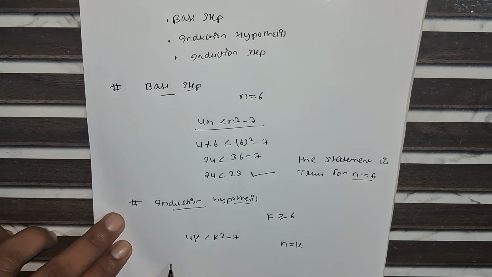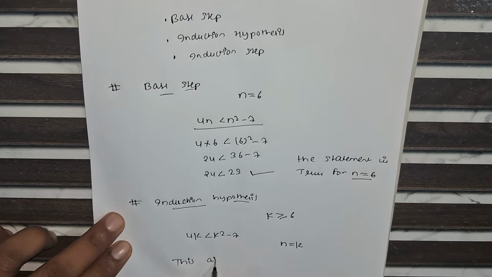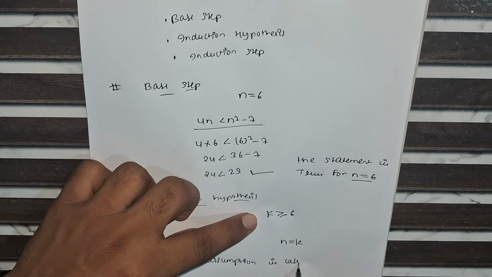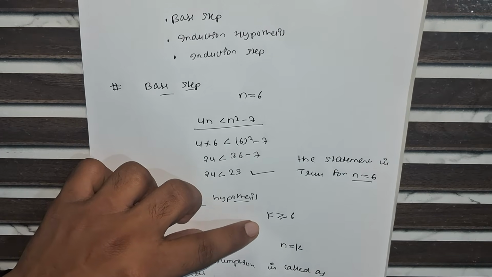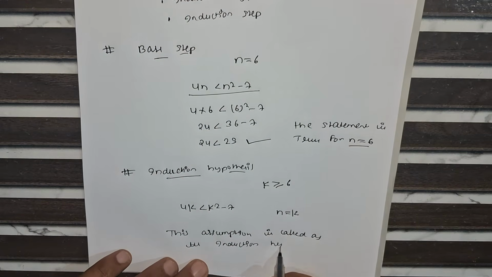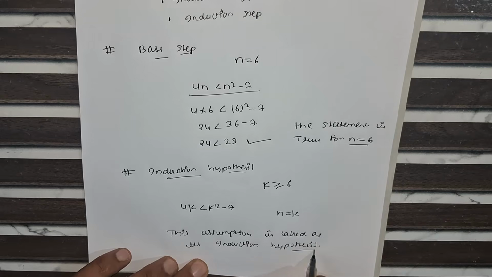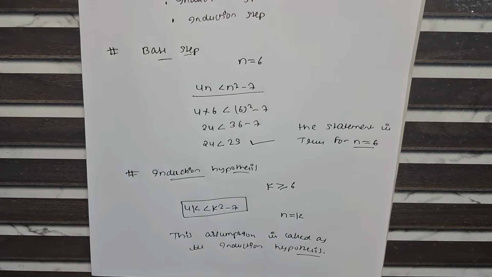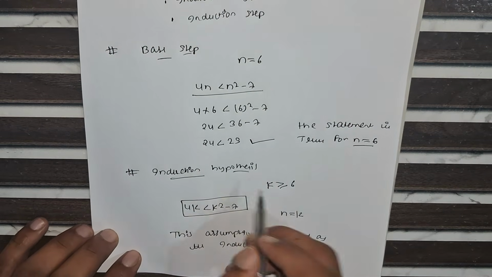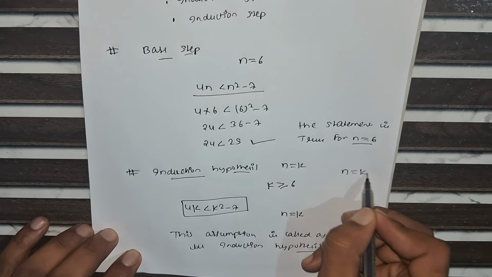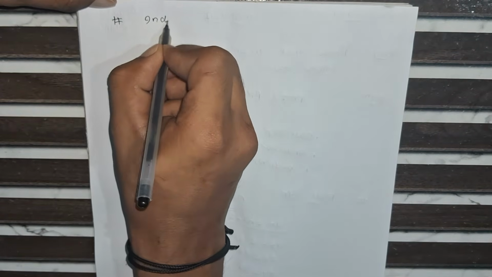So we can write: this assumption is called the induction hypothesis. We need to remember this equation for the third step. So our third step is induction step. One more important thing is that for the induction hypothesis we consider n equals to k, and for the induction step we have to consider n equals to k plus 1 to prove the given expression. So our third one is induction step.